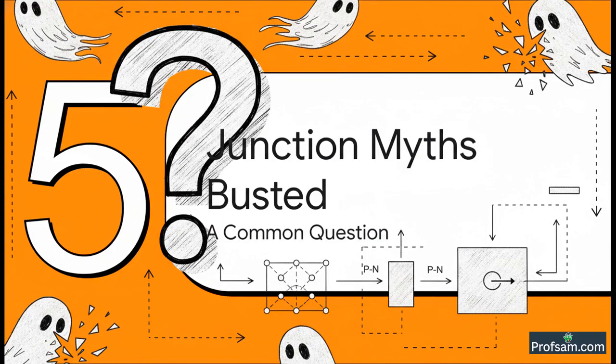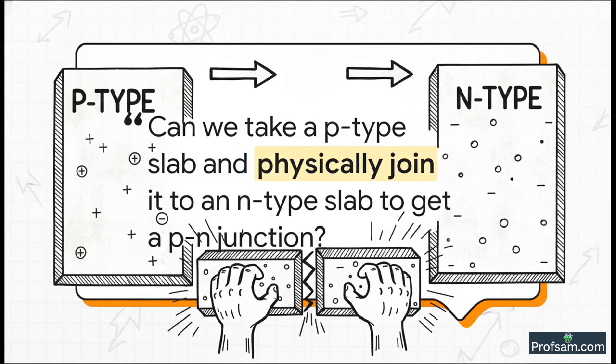Okay, so now we understand how this amazing junction forms and finds its balance. But this brings up a very, very common question, a question about how we actually make one. And listen carefully, because this is what I call a silent killer concept, a small doubt that can really confuse your understanding if it's not cleared up right now. Many students think this, and it's a fair question.